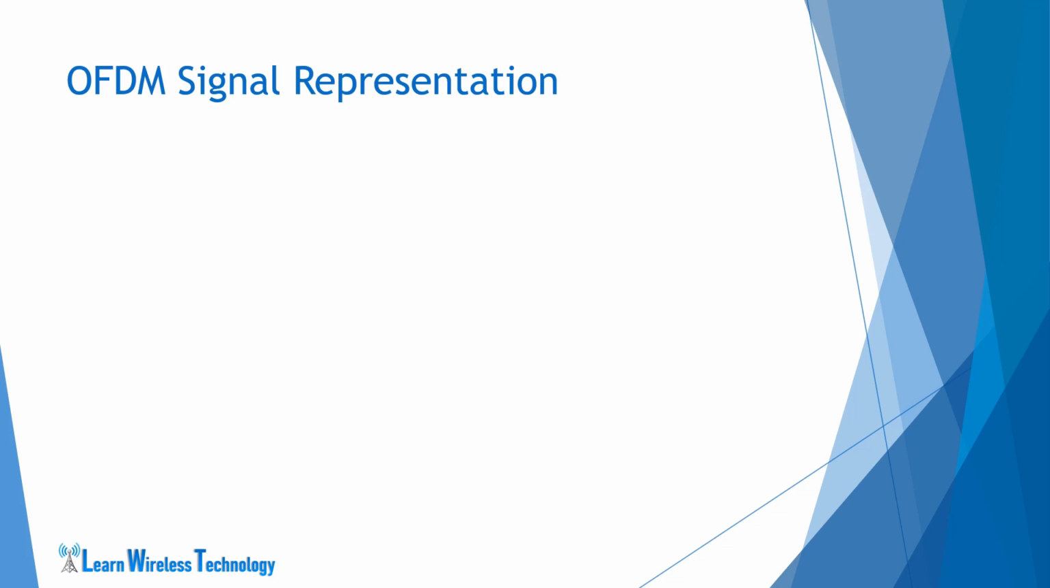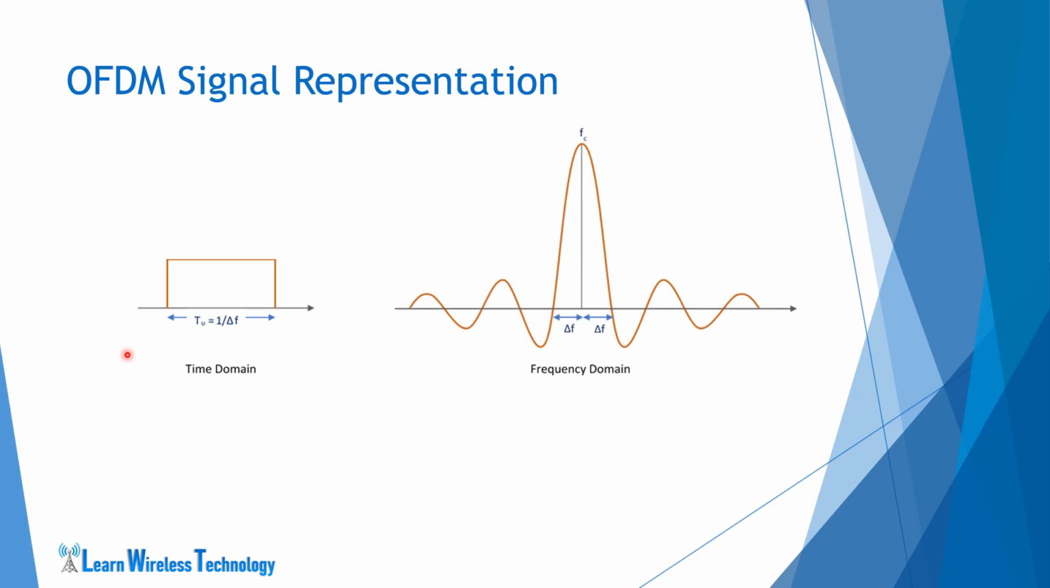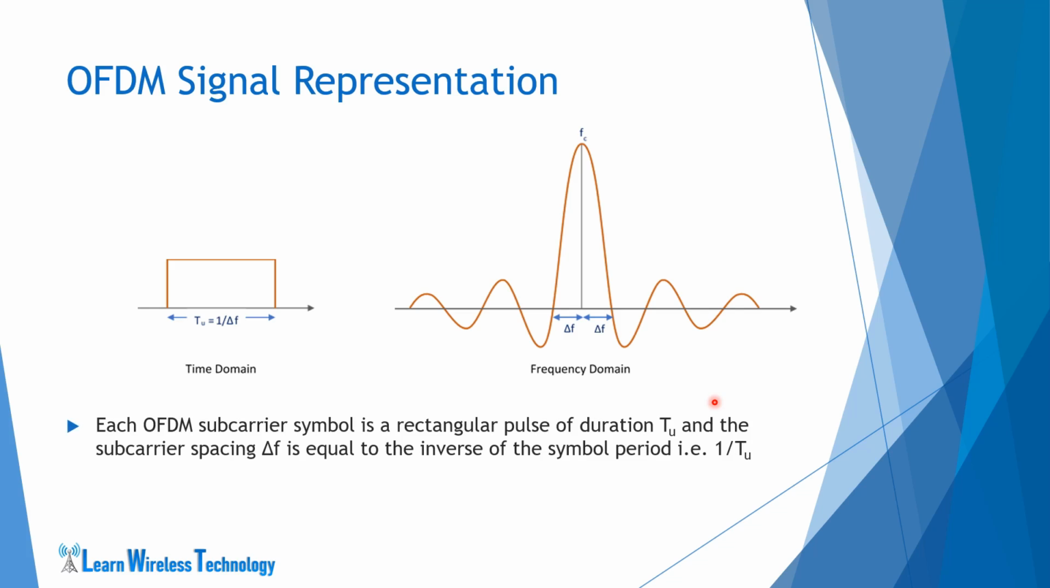Now let's see how an OFDM signal can be realized in time and frequency domain and how orthogonality is achieved between the OFDM subcarriers. So each OFDM subcarrier or OFDM symbol is a simple rectangular pulse of duration Tu as represented in this figure. The rectangular pulse in time domain corresponds to a sinc-shaped spectrum in frequency domain as seen here. Now the frequency domain spectrum shall have a zero crossing every delta f or 1/Tu, which defines the subcarrier spacing.